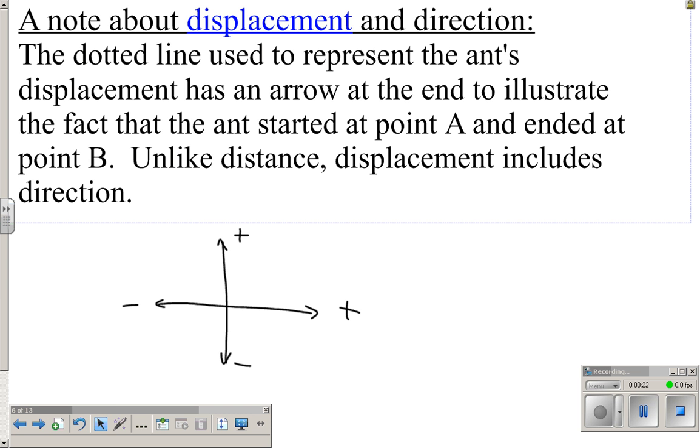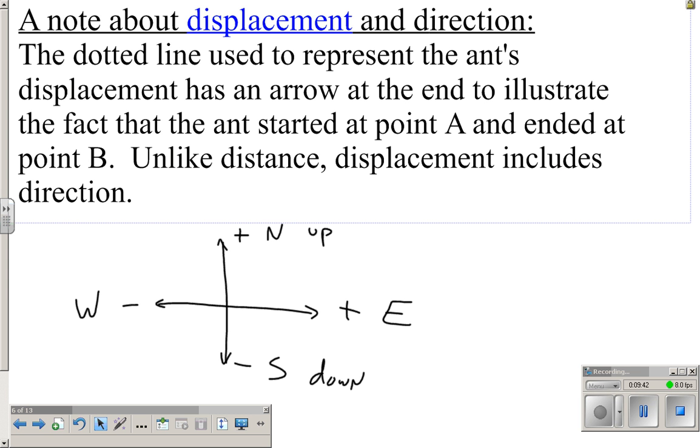So if it's a problem where your ant is walking on a road that runs east and west, then east is positive, west is negative. If the road runs north-south, then north is positive, south is negative. It might even just be as simple as, you throw a ball up in the air. So if the ball is going up, your displacement's positive. If it's going down, your displacement's negative.